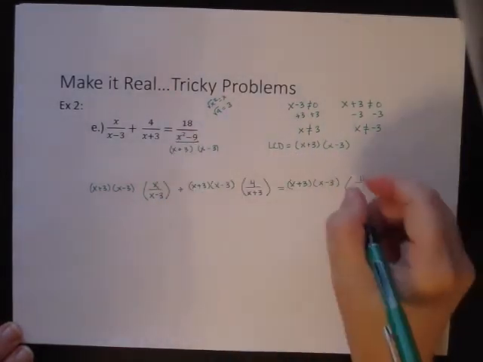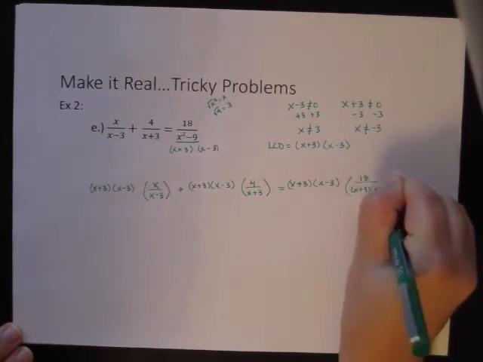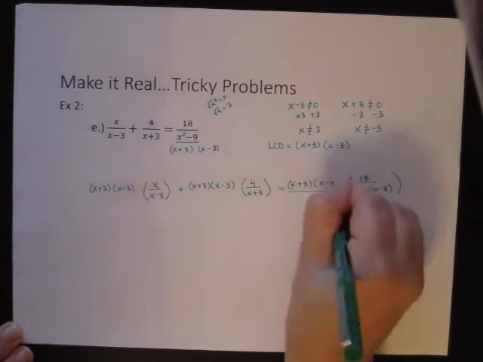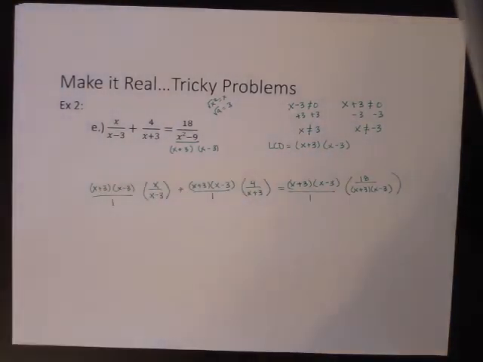And again, I'm going to put it as factored form. So I'm going to go x plus 3, x minus 3. And then I'm going to take each LCD, I'm going to put it over 1. Give you a second to copy that down.